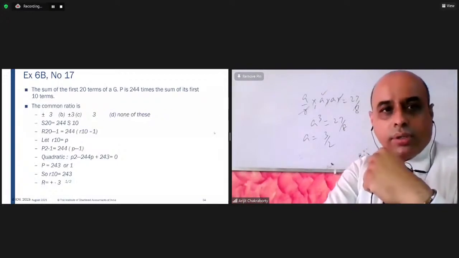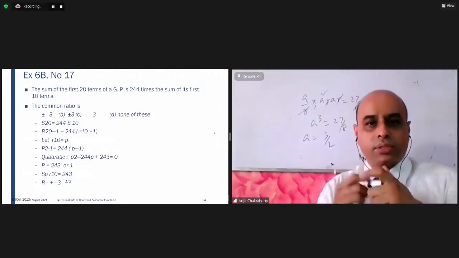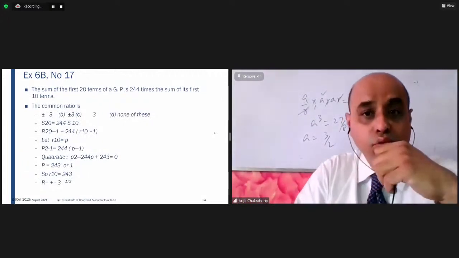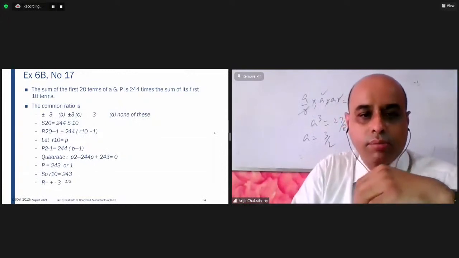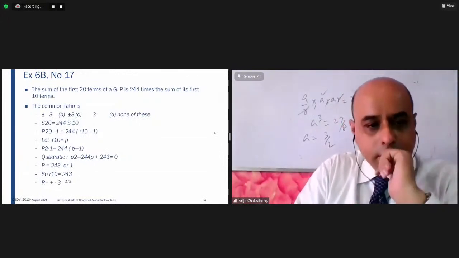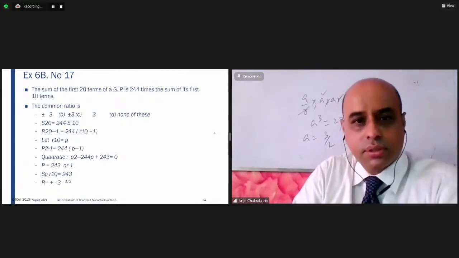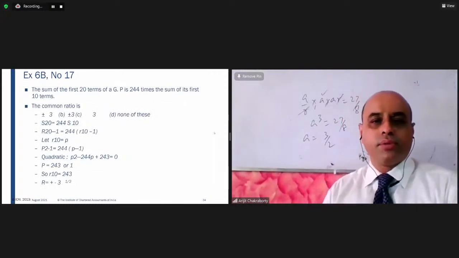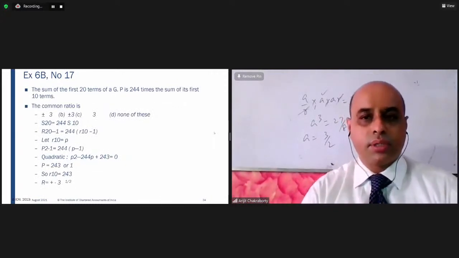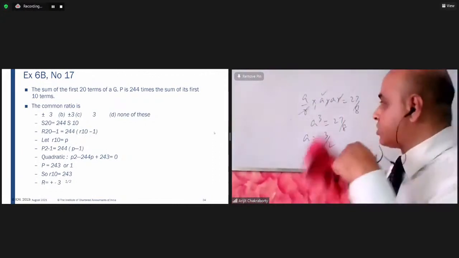Now moving on to the next question, exercise 6B number 17. The sum of the first 20 terms of a GP is 244 times the sum of its first 10 terms. What is the common ratio? We have to just understand. The sum of the first 20 terms of a GP is 244 times the sum of its first 10 terms. This is a critical question, and let's try it out.